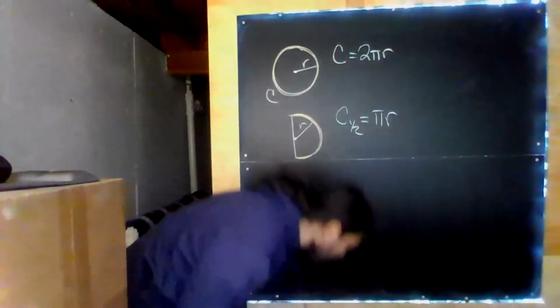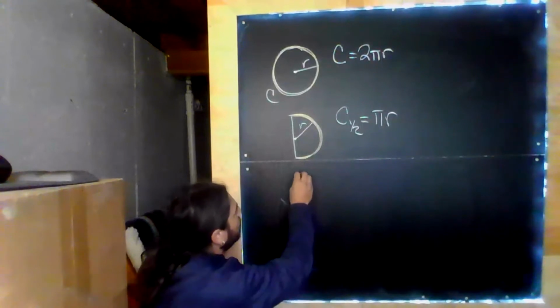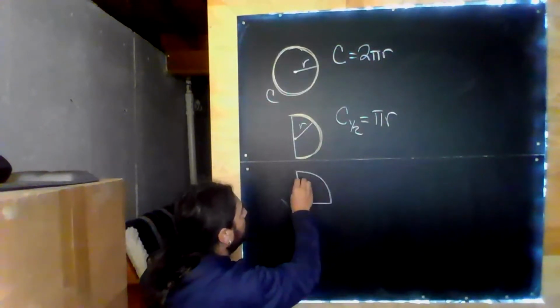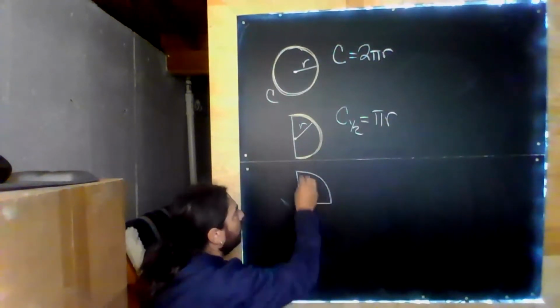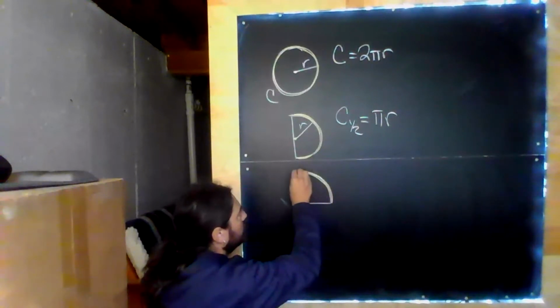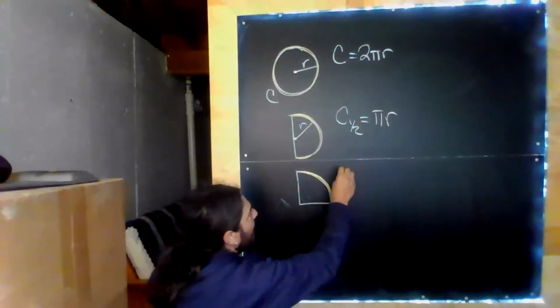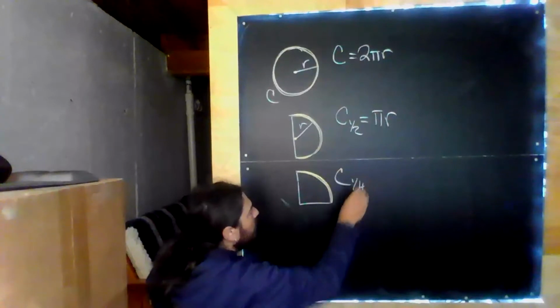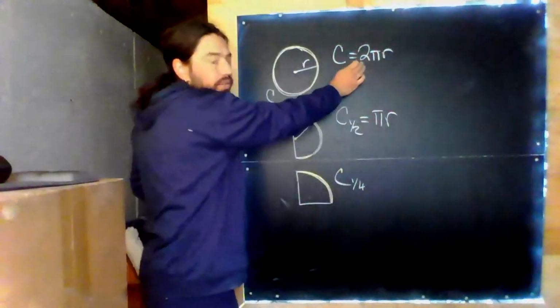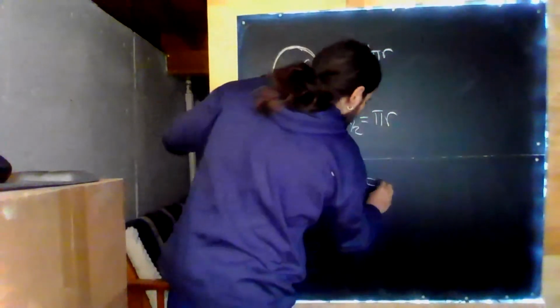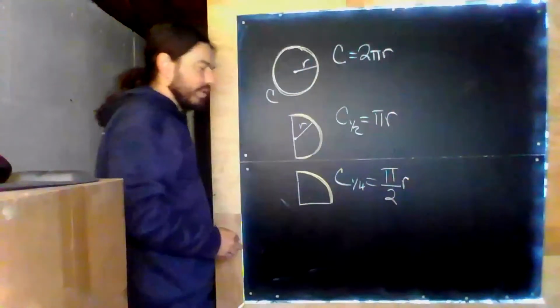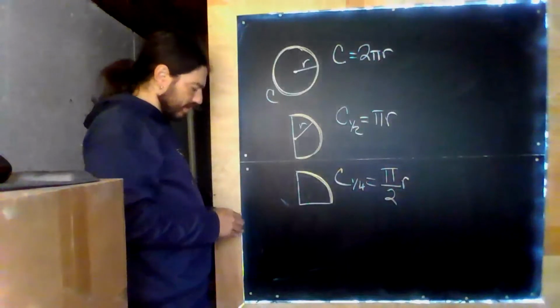And what if I just had a little quarter of a circle, like a little pie shape here? And I just wanted to know how far it was here. Well, let's call that c 1/4. It would be 1/4 of this, or 1/2 of this. Or how about pi over 2 times r? Aha.